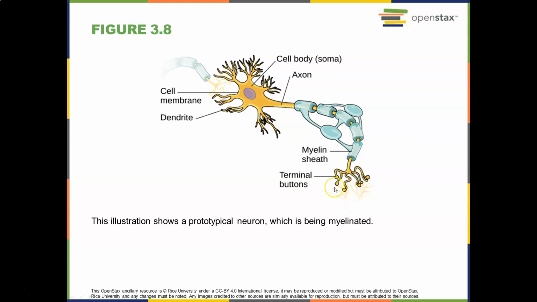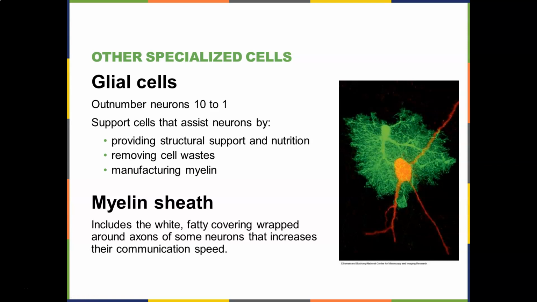Okay, and last but not least, these little terminal buttons right here actually communicate with another axon that might be located right around here. You can see right here that they're showing basic dendrites that are shooting out from another neuron. I just wanted to make you aware of that. Okay, so let's move forward here.